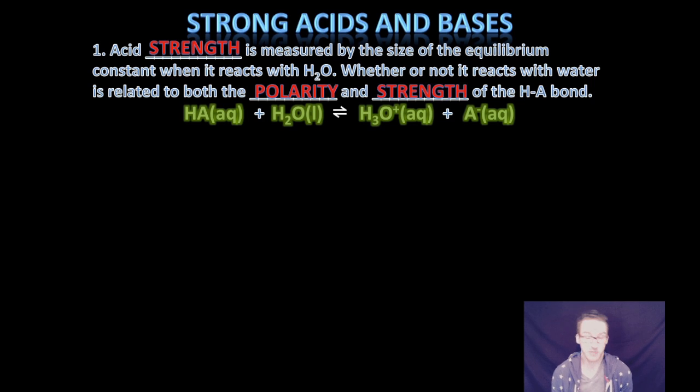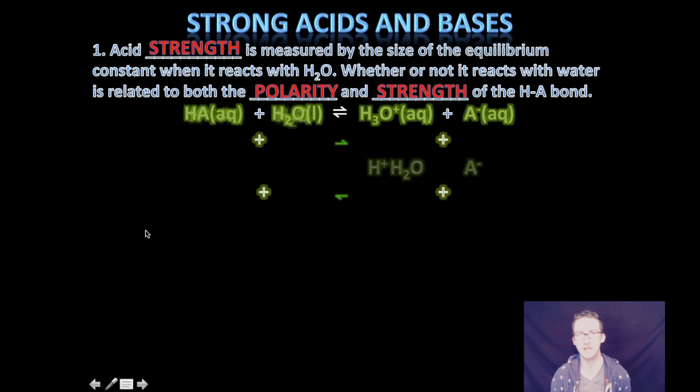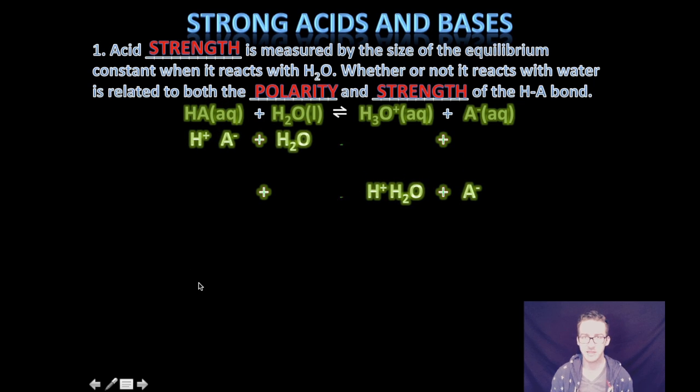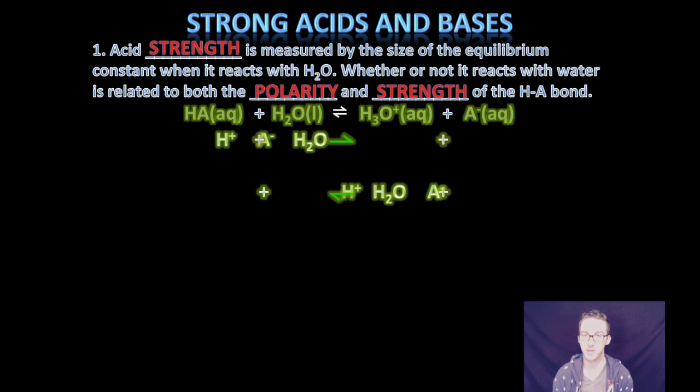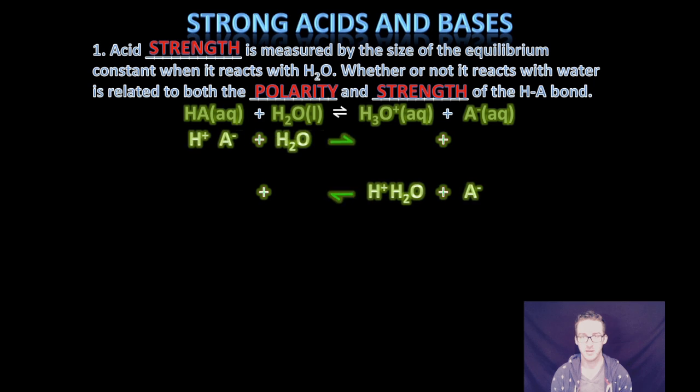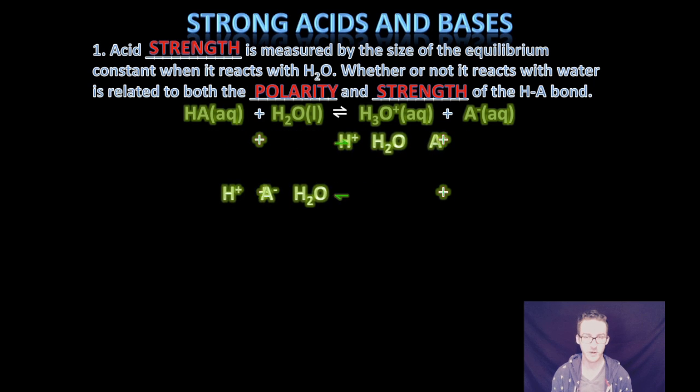Well, acid or base strength is measured by the size of the equilibrium constant K when it reacts with water. Now, whether or not it reacts with water is related to both the polarity and the strength of the bond between hydrogen and the acid anion. And again, remember when we're talking about equilibrium, we need to recognize that both the forward and the reverse reactions can occur. And then how we define strength is going to be dependent upon, well, are there a lot of products or a lot of reactants when we reach equilibrium?